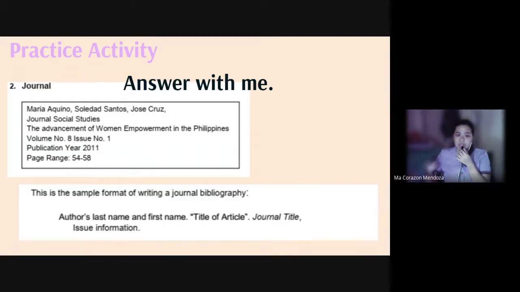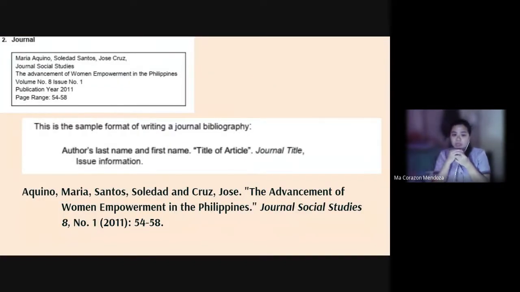Next, journal. Maria Aquino, Soledad Santos, and Jose Cruz, who are they? They're the authors. Journal Science Studies is the title of the journal. The Advancement of Women Empowerment in the Philippines is the title of the article. Volume number 8, issue number 1, publication year 2011, and page range. These are the issue information. So this is the format, and this is how you will answer it. I want you to look at it.